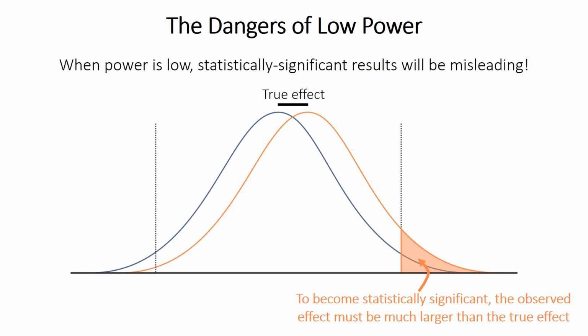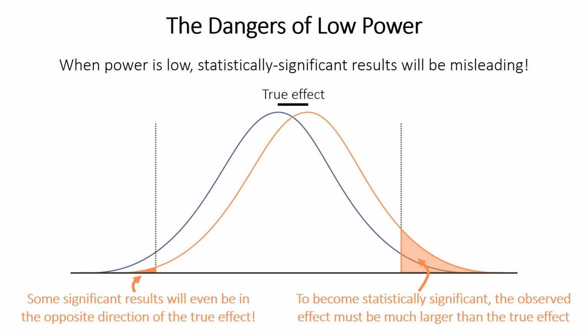But to become statistically significant, the observed effect that is required must be much larger than the true effect here. So statistically significant results are going to have exaggerated and larger effect sizes than in reality when the power is low. They might be 2 times, 3 times, or even 5 to 10 times as large as the real effect. But even worse, there's also a chance that some of the statistically significant results that you get in a low-powered test might actually be in completely the opposite direction of the true effect.